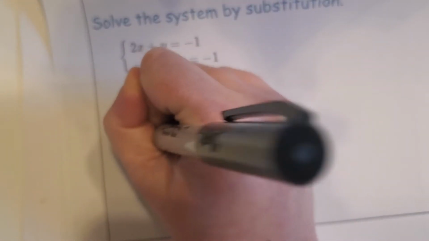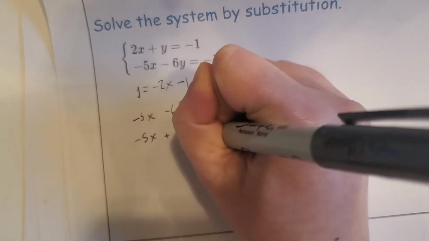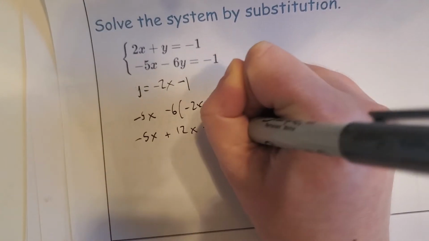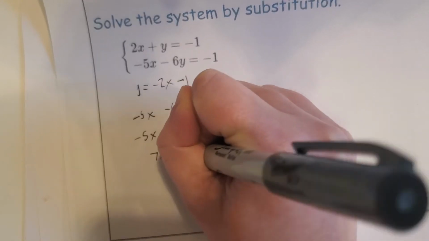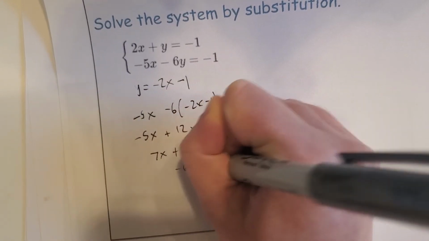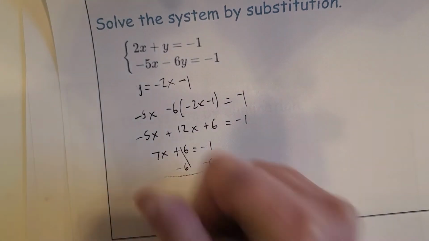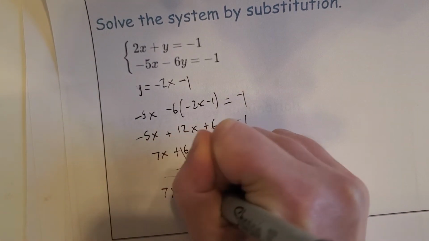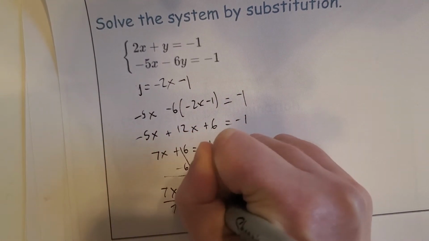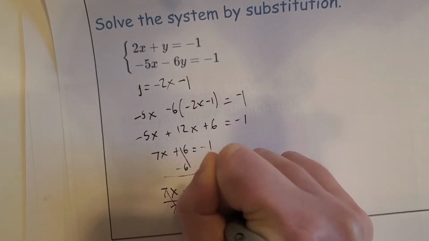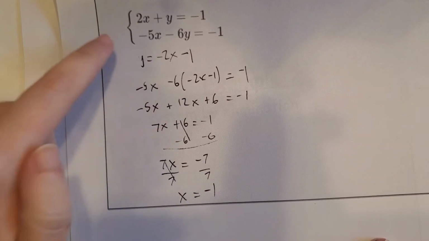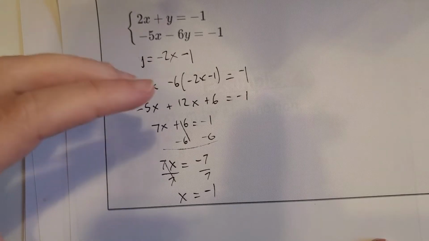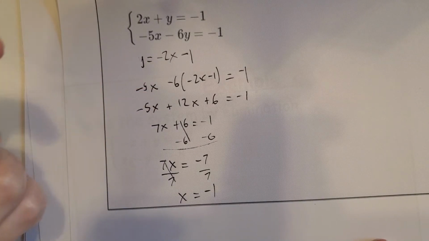So we would have negative 5x plus 12x plus 6. This is 7x plus 6 minus 6. 7x is equal to negative 7. Divide by 7. X is negative 1. After all that, you would take that negative 1 and plug it back into either of the two original equations for x to figure out what y is.